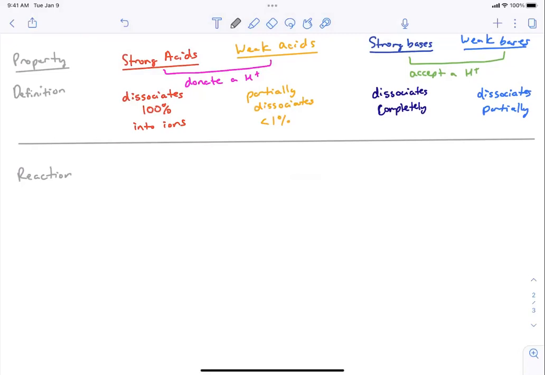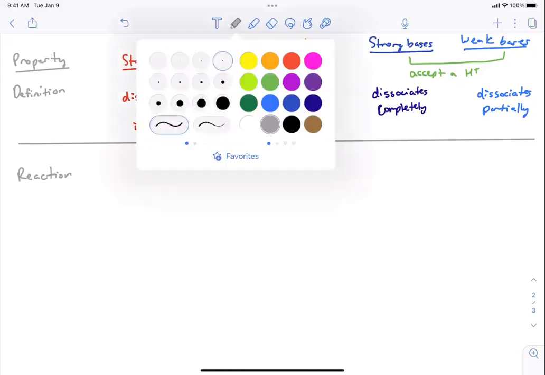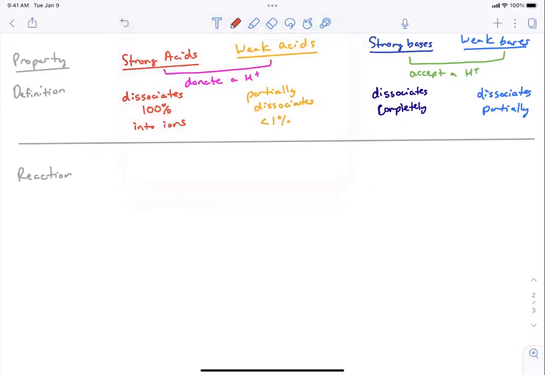Okay. All right. The reaction. So writing a reaction of an example strong acid, weak acid, strong base, and weak base. I'm going to use HA as my generic acid for this, so that way I don't have to use formulas here. An HA should dissociate with a single arrow all the way into its ions of H plus and A minus.